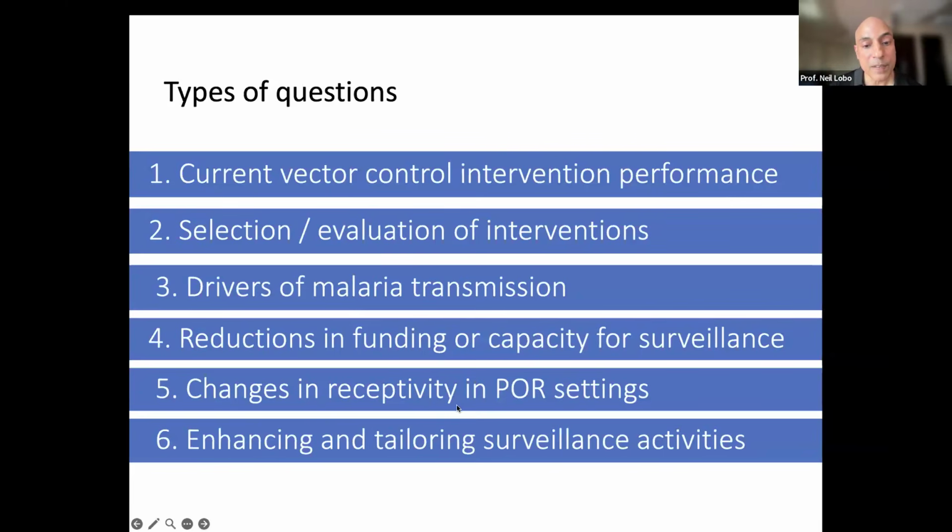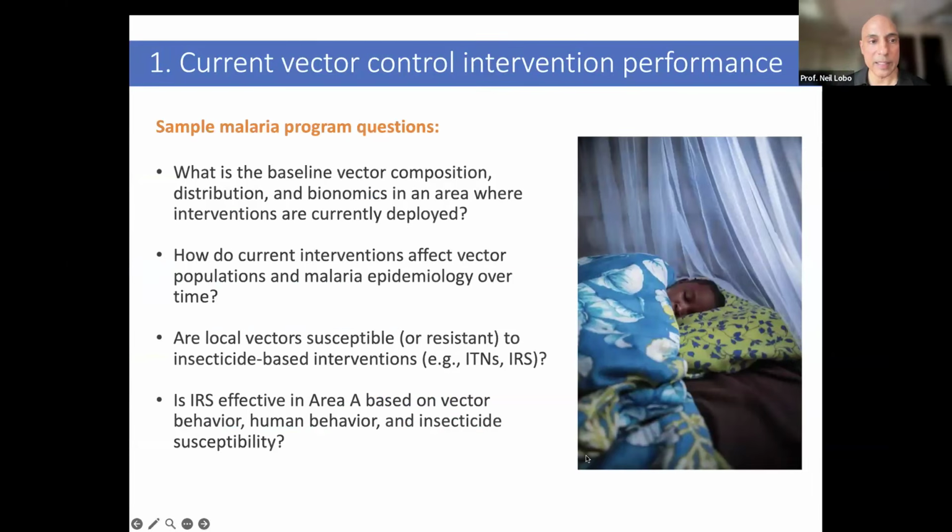What happens if receptivity changes, or prevention of reintroduction of malaria in those kinds of settings? What do we do? And as well as specific questions that don't fit under any category that can help us make better or tailor our entomological surveillance activities. So when we look at the type 1 current vector control intervention performance, here are some questions.